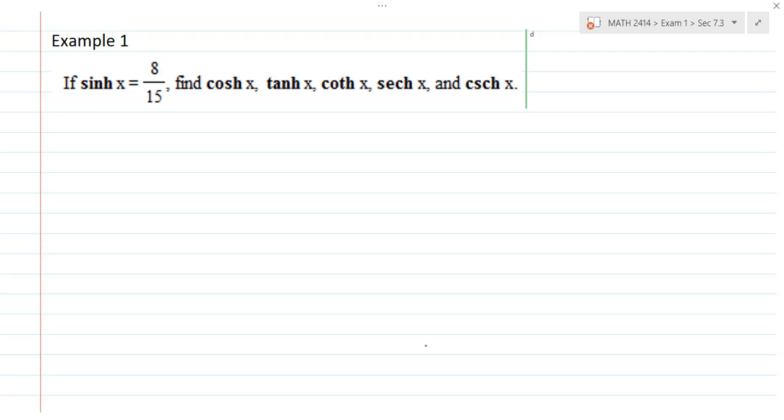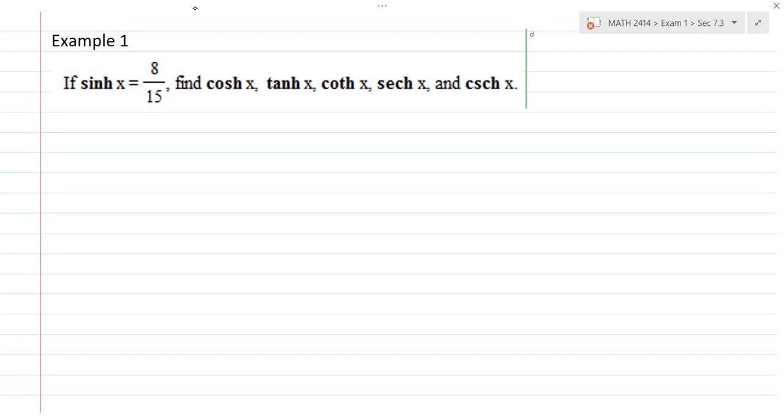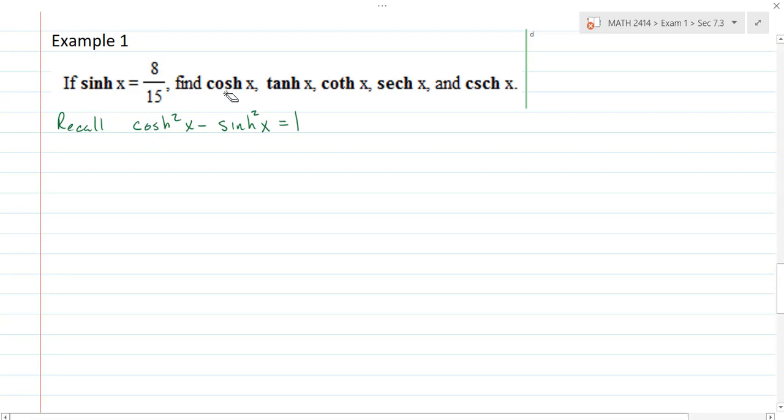How we can go about doing this is by using one of the identities. For example, we have a Pythagorean identity: the hyperbolic cosine squared x minus the hyperbolic sine squared x is equal to 1. So we want to figure out what cosh is. We're going to plug in 8/15 for the hyperbolic sine and then solve for cosh. That gives us hyperbolic cosine squared x minus (8/15) squared is equal to 1.